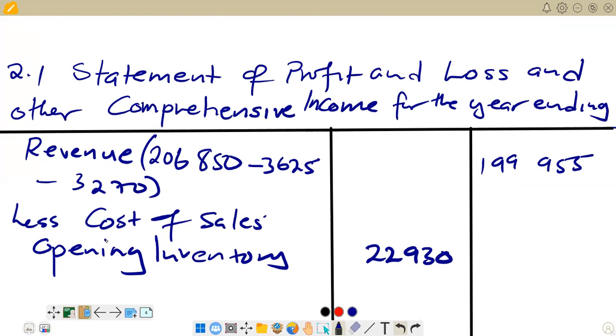And obviously, after opening inventory, we are supposed to add purchases. Here, we are supposed to add our purchase figure. But remember, this purchase figure also has some returns. If there are purchase returns, we are supposed to subtract them so that we get the correct figure for our purchases. So we go back again to check what figures we have in terms of purchases.